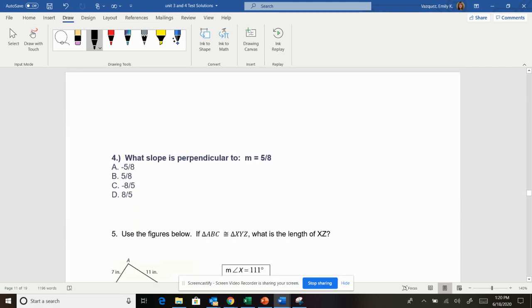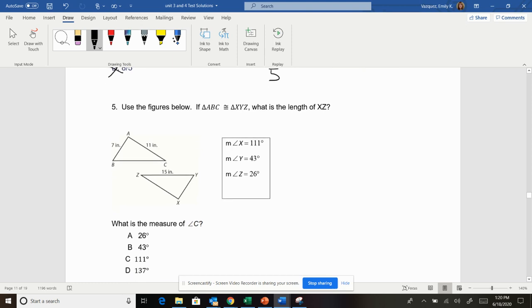All right, number 4, which slope is perpendicular? So again, perpendicular slopes are opposite reciprocals, right? Opposite means it should be the opposite sign. My initial slope is positive, so this slope has to be negative. Just knowing that, I can get rid of B and D. And reciprocal means flip it. So if I have 5 over 8, then I should have 8 over 5. So that is my perpendicular slope.